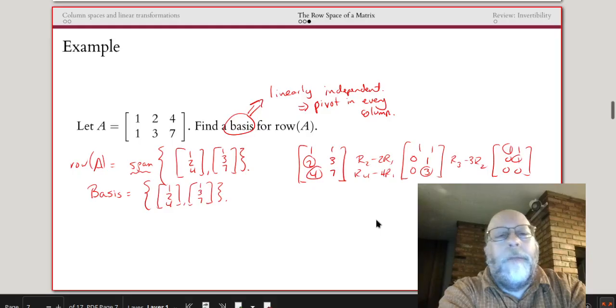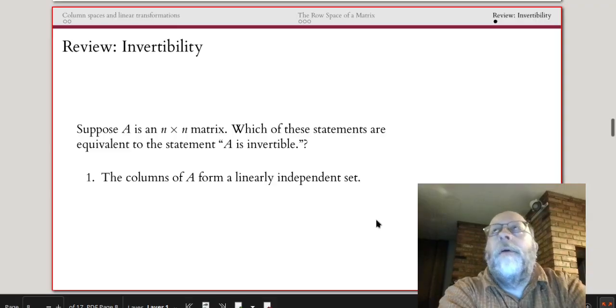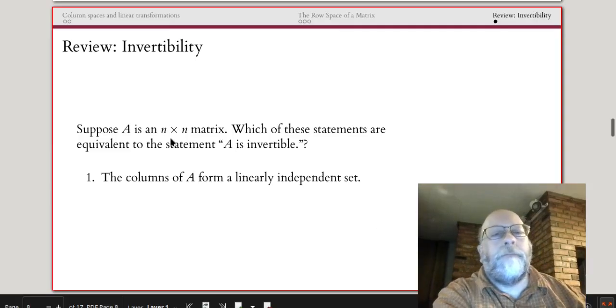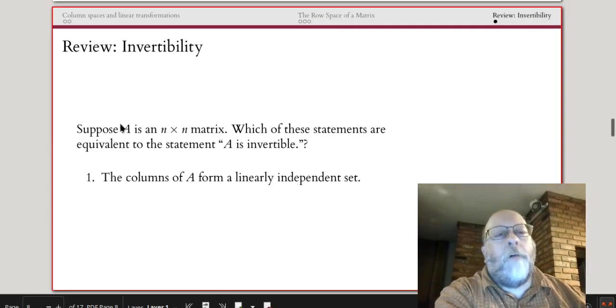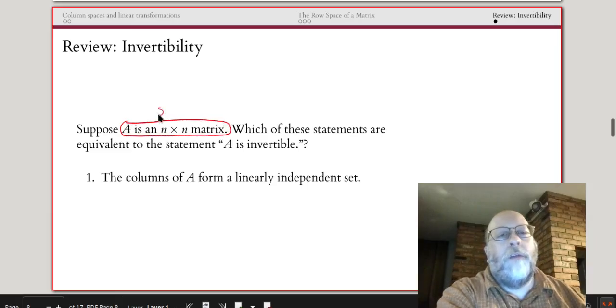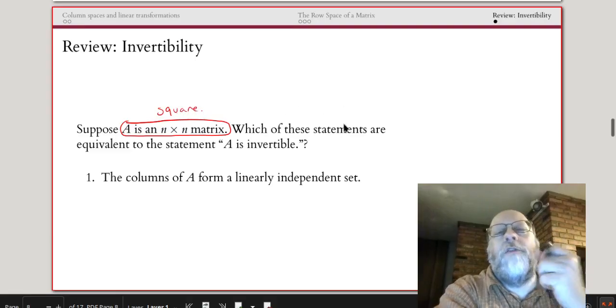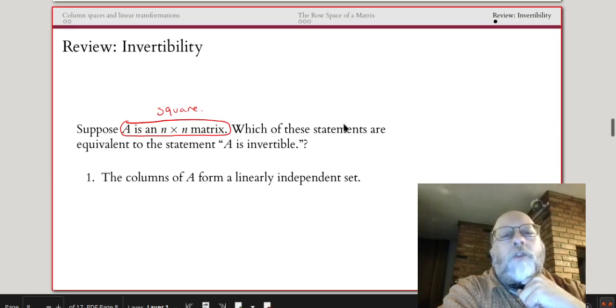All right. Let's move on to one more topic, and then we're going to wrap up the chapter. We're now focusing again on square matrices. So this is a square matrix. And I'm going to show you 10 statements, and we want to talk about which of these statements is equivalent to the statement that just says A is invertible.